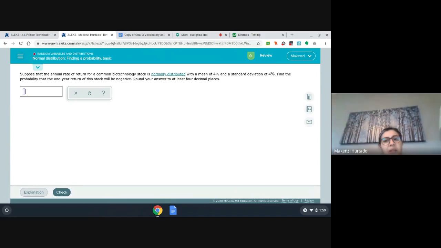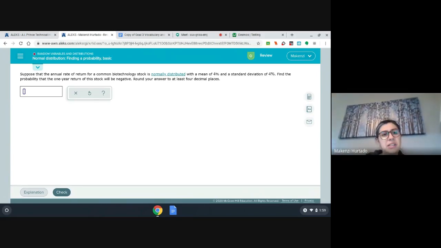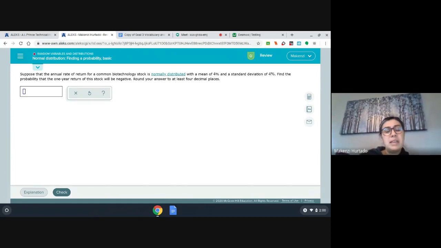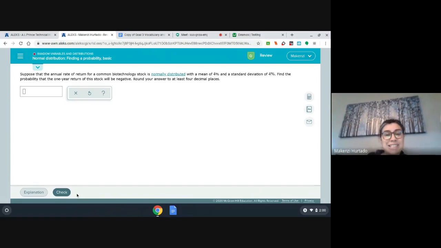So let's look at this one because this one is worded a little bit interestingly too. It says, suppose that an annual rate of return for a common biotechnology stock is normally distributed with a mean of 4% and a standard deviation of 4%. Find the probability that the 1-year return of this stock will be negative. Round your answer to at least 4 decimal places. So negative means less than 0.